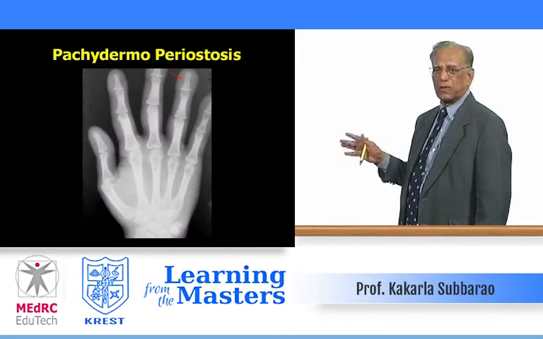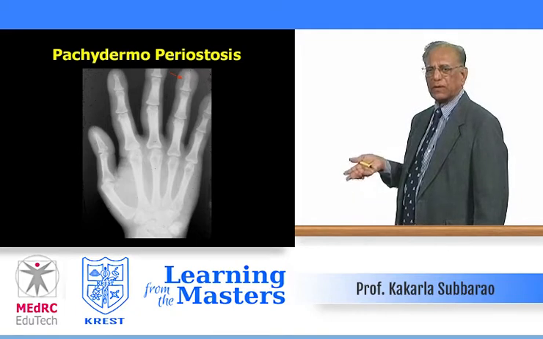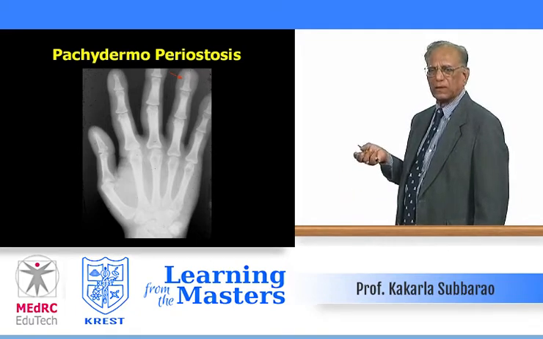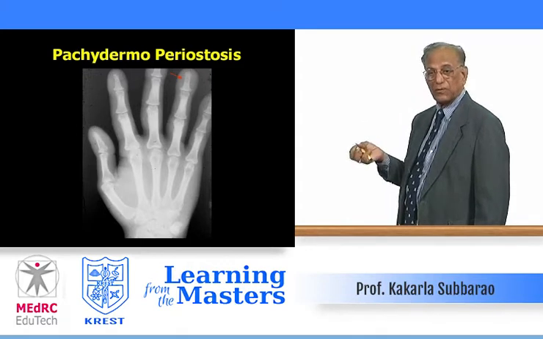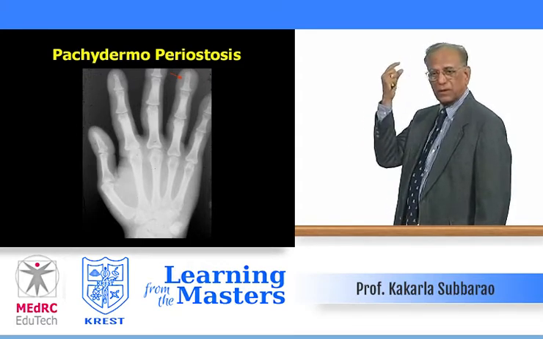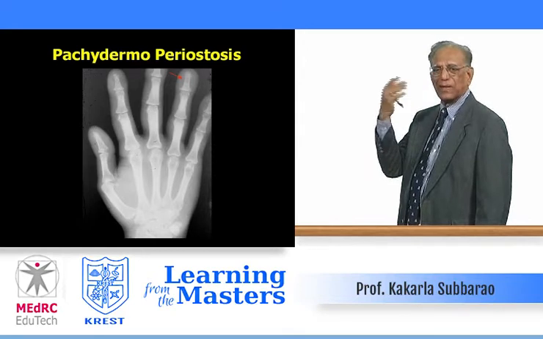Pachydermoperiostosis, another idiopathic type of entity where you get thick skin and diffuse periosteal reaction, clubbing of the fingers, and folds in the frontal skin, almost simulating acromegaly.